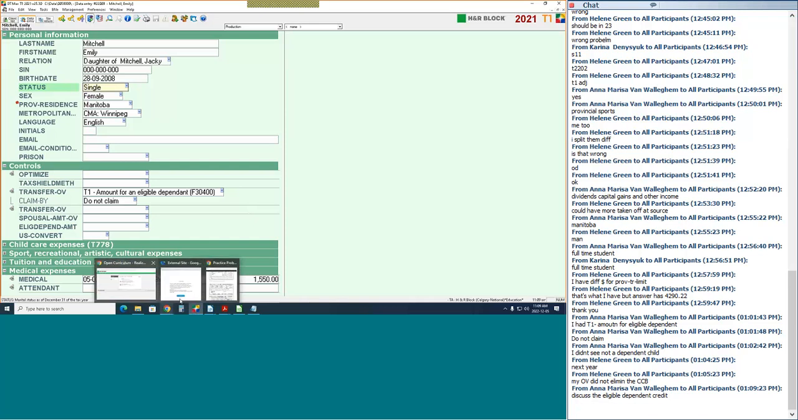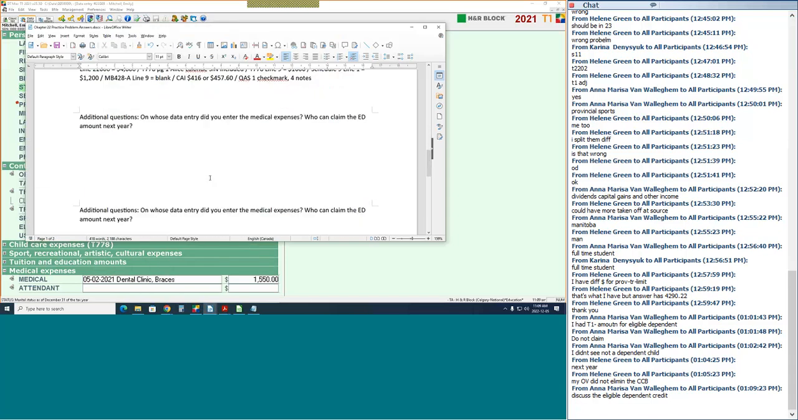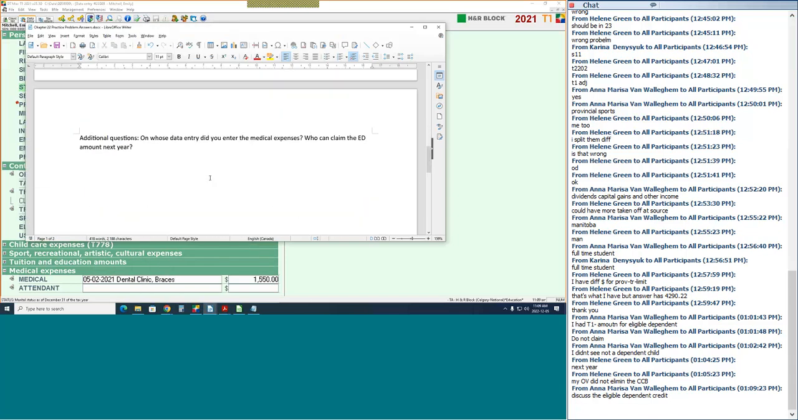Okay. Other questions that I wanted answered on this one? On whose data entry did enter the medical expenses and who can claim ELS dependent next year? The quick answer is the first person to file can claim it next year, but they really should coordinate between the two of them.